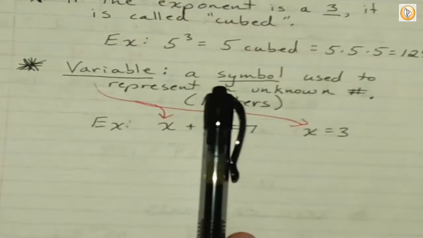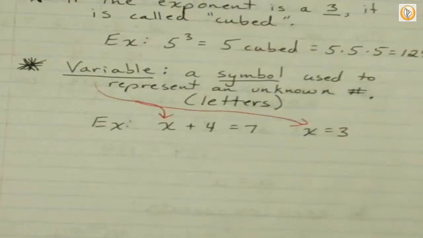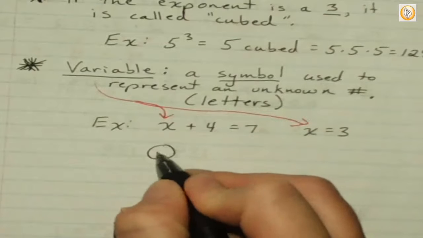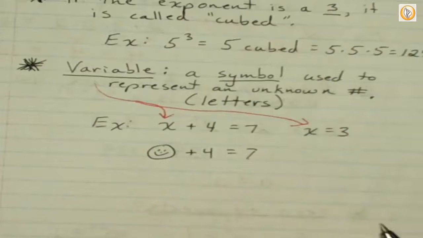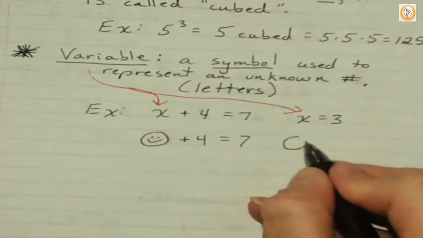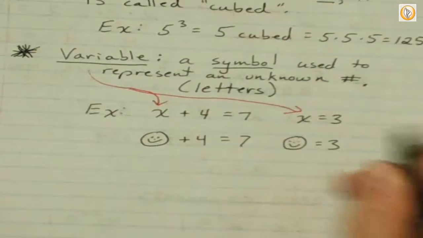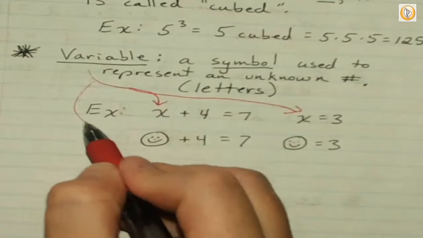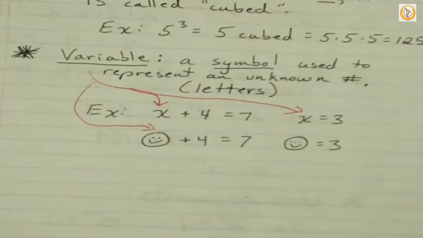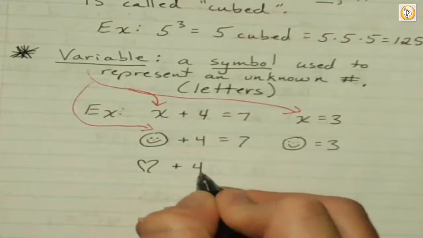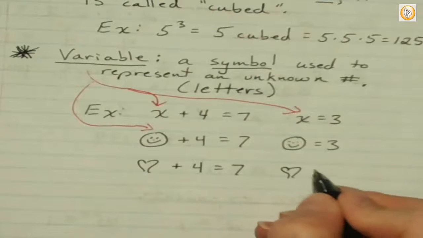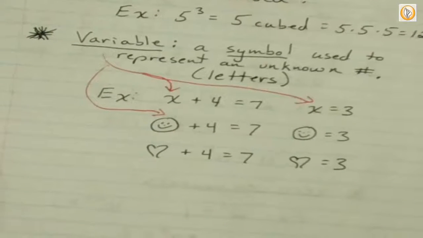But it clearly says the definition, a symbol used to represent. So, could this be a variable? No. Can it really? Yes, it can. Cool. I'm gonna do that. Well, no. All it says is a symbol used to represent an unknown number. Heart. We could say a heart. That is a variable. Variables are symbols used to represent an unknown number.